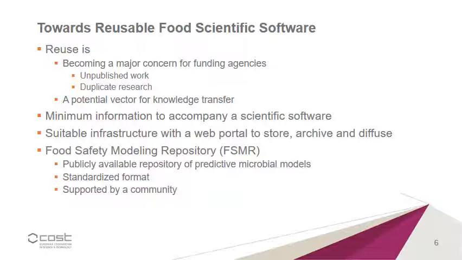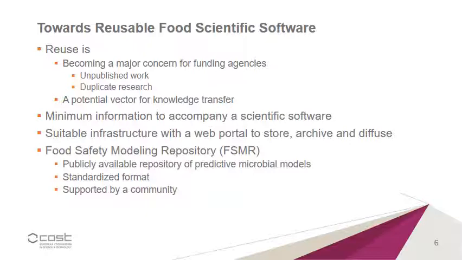Reusability is becoming a major concern for funding agencies. They think that the implementation part of the mathematical model is most of the time in published work. It is true that in many publications the implementation section is quite poor or incomplete. This leads to a duplication of research, because researchers tend to reinvent the wheel and to program the same software again and again. Still, funding agencies are convinced that software is a potential vector for knowledge transfer.